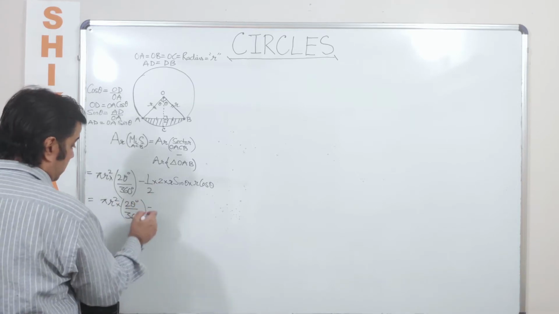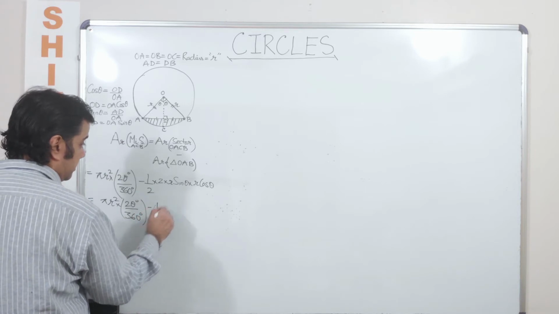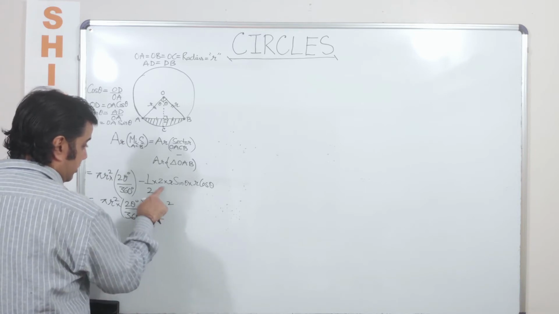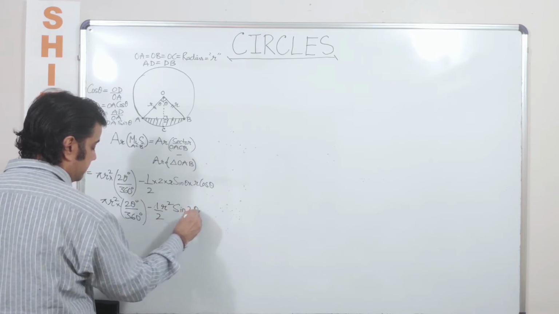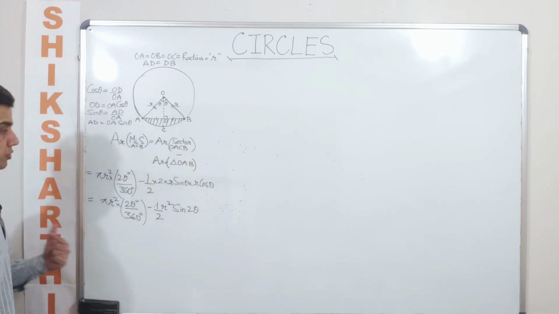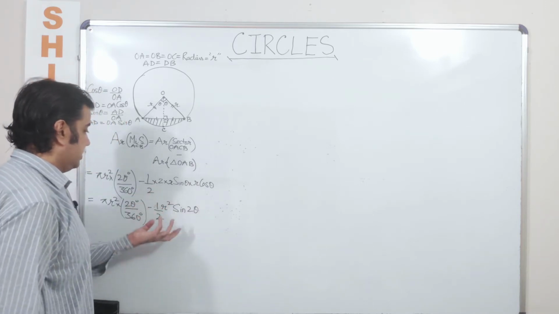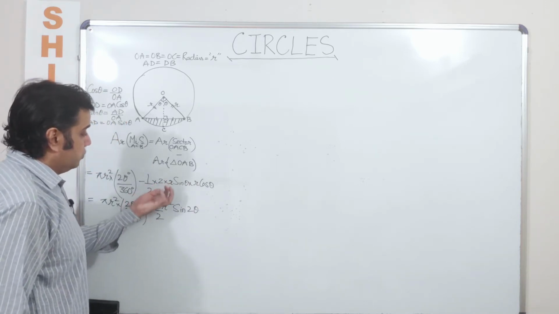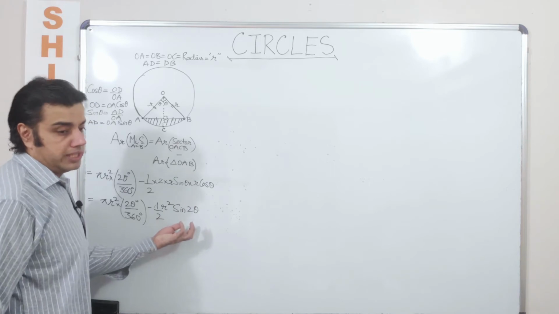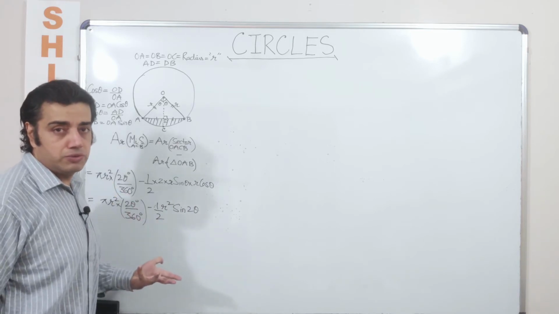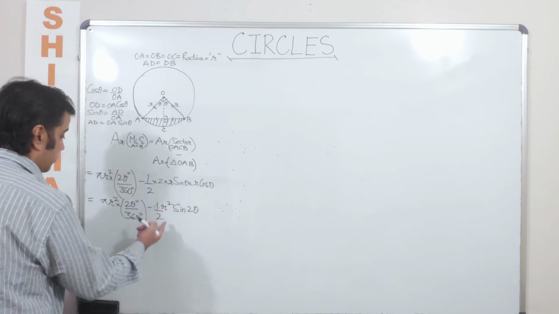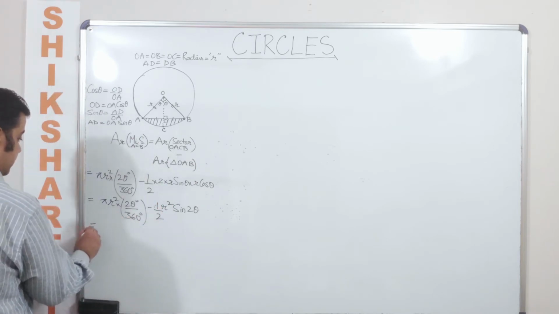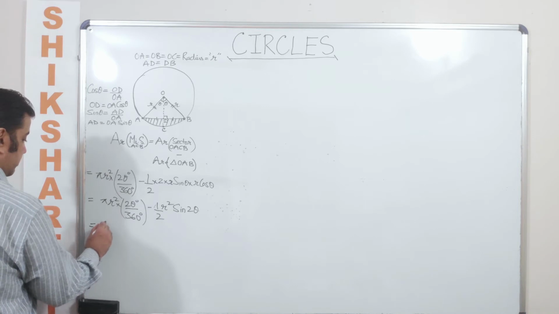minus, now I am taking half as common here, half r square 2 sine theta cos theta, which can be written as sine 2 theta. I hope you are aware of the fact. If you aren't, you can just understand it from here. 2 sine theta into cos theta is equal to sine 2 theta, which I have already done in my videos. Okay, so can I write it like this? Of course. Now once I have written this, I can take r square as common here.